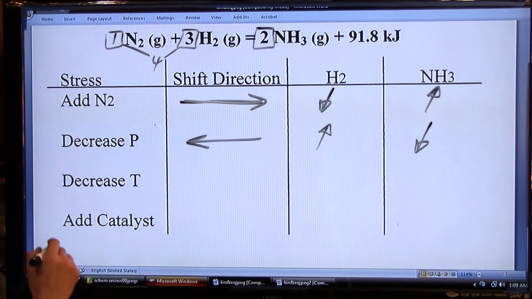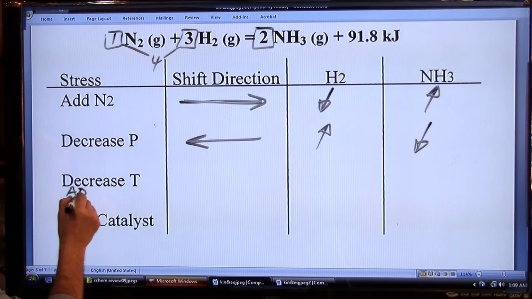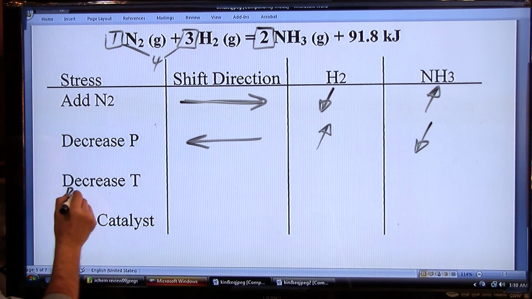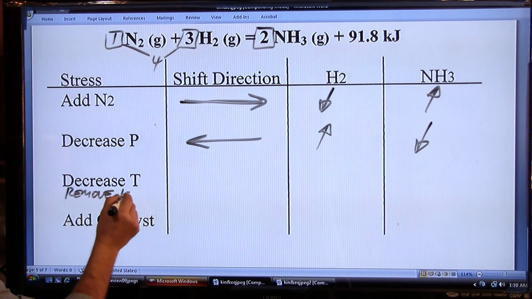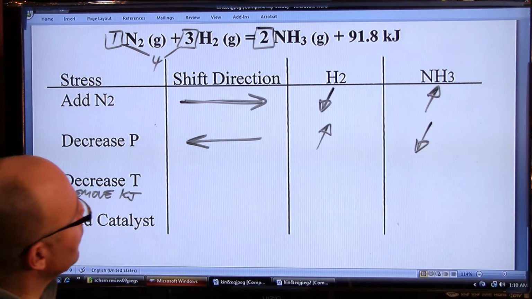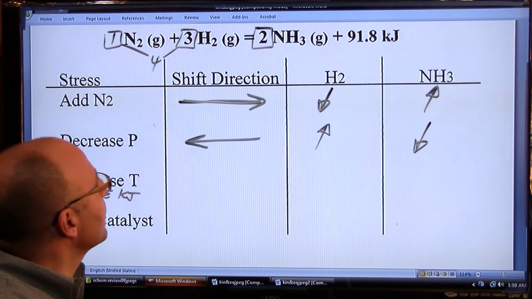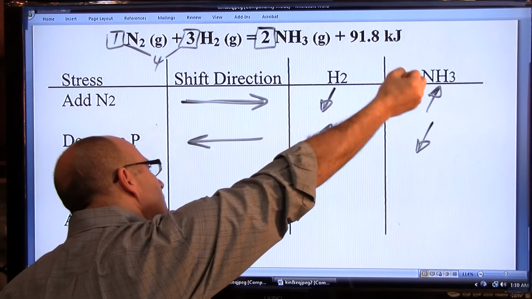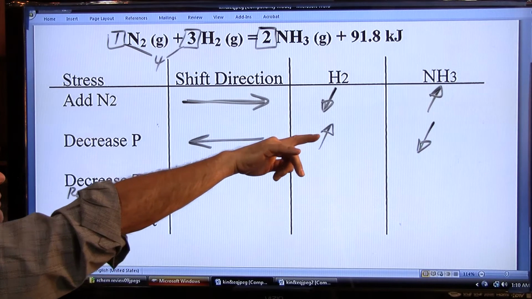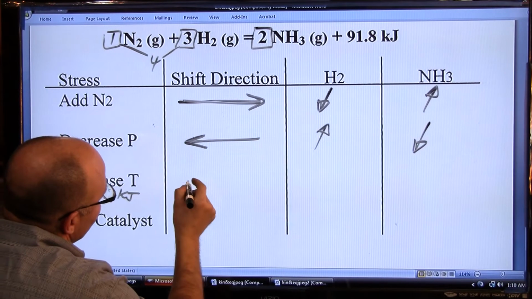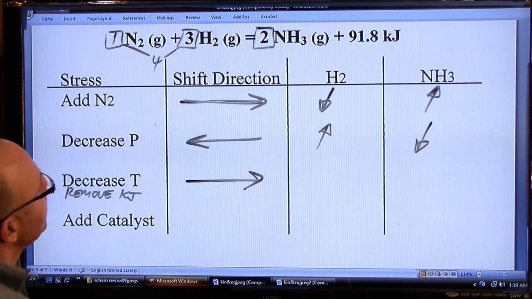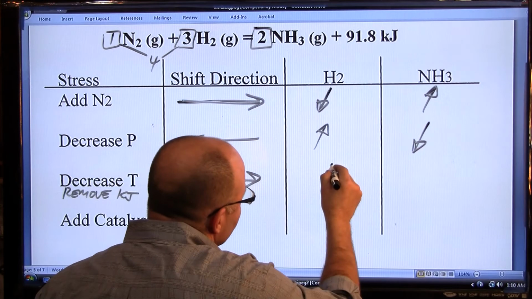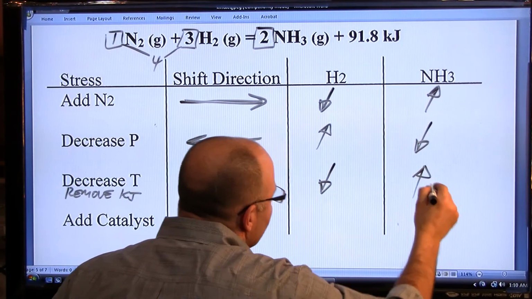Decreasing temperature. Remember, you want to translate that into adding, or I should say, the decrease is removing kilojoules. So find out where the kilojoules are. Even though you're removing heat from the entire system, one reaction is affected more than another. In this case, when you remove the heat, it's going to shift the equilibrium towards the component that's removed, treating heat like a component. And a shift to the right, once again, is going to decrease the H2 and increase the NH3.